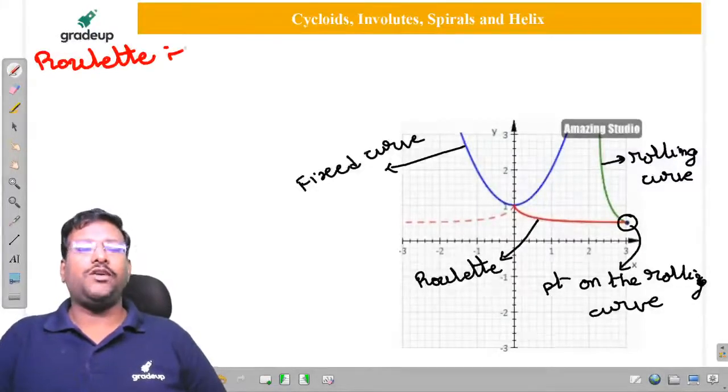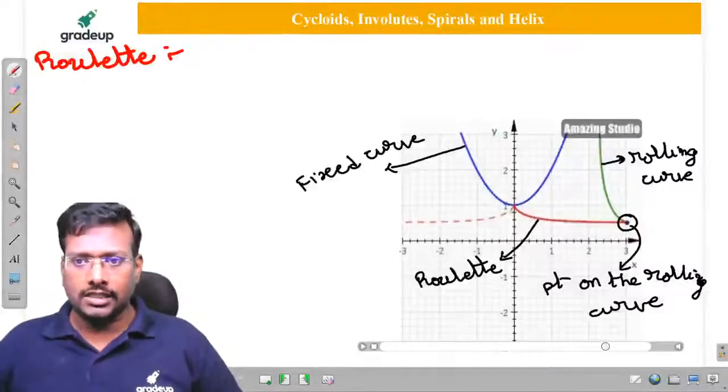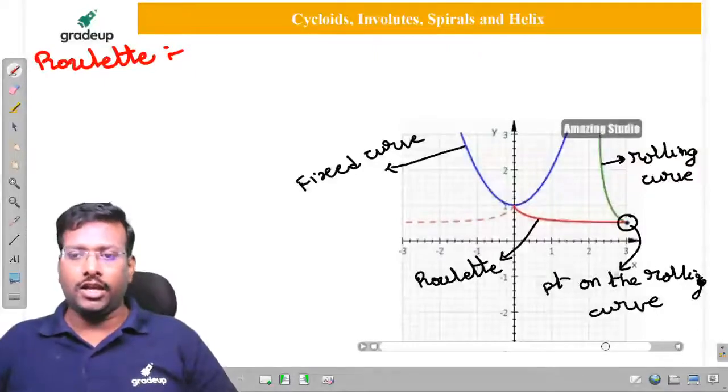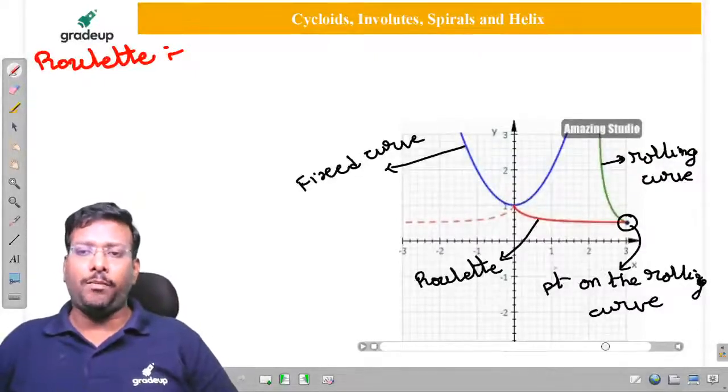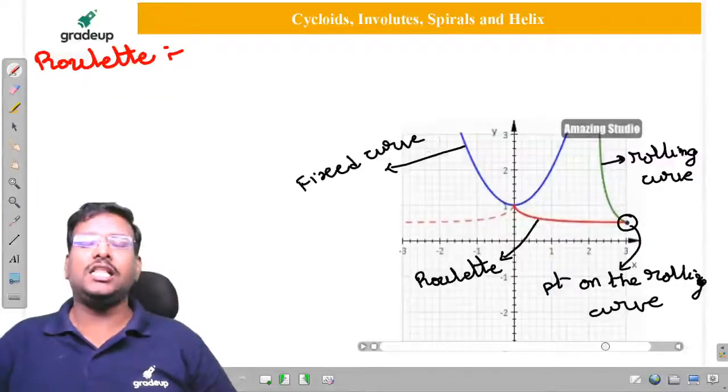What is the definition of a roulette? If you observe, this is the locus. It is the various locations of a point on a rolling curve when it rolls over another curve.